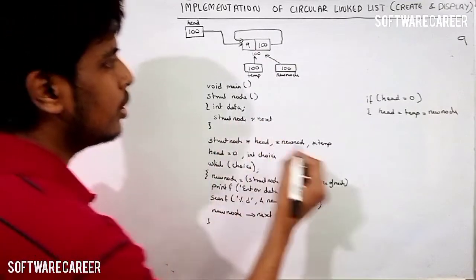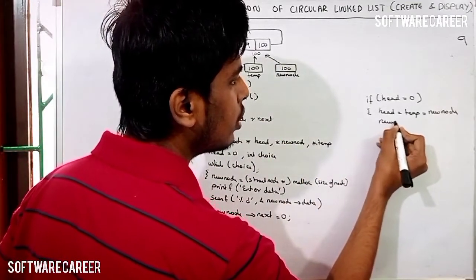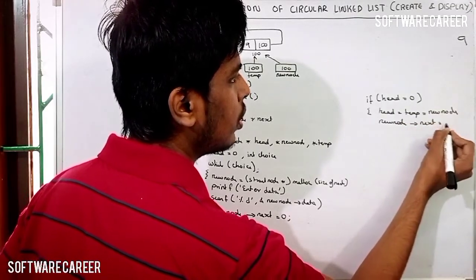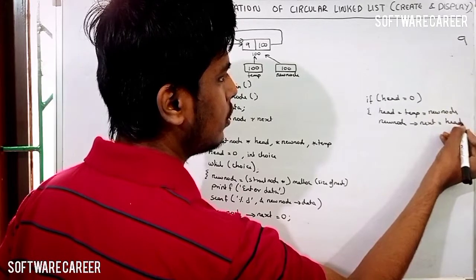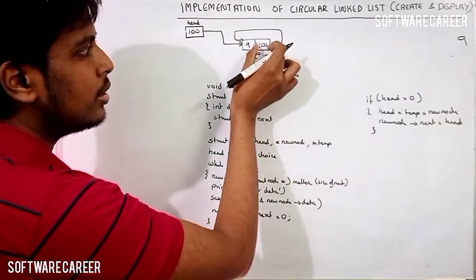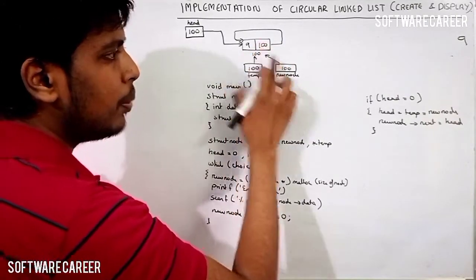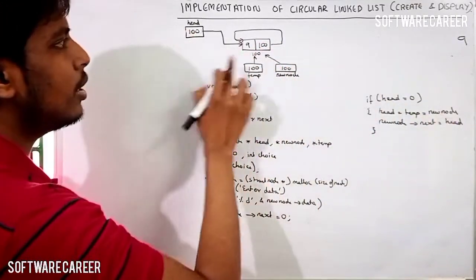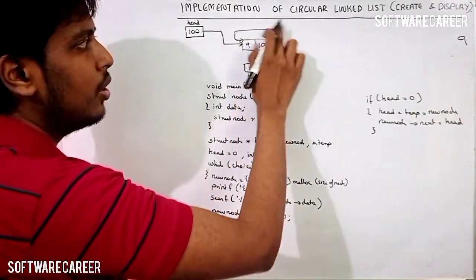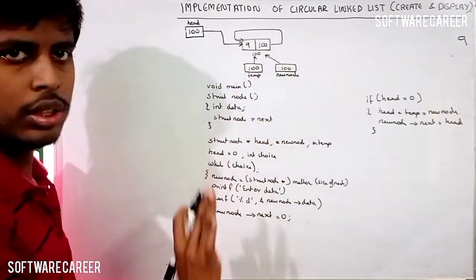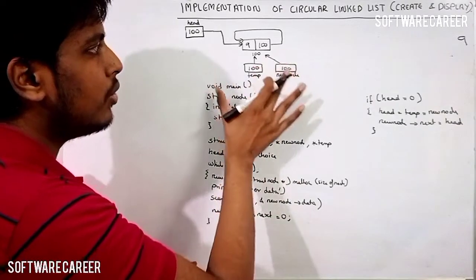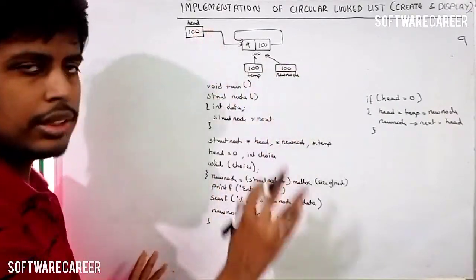How can you do it? See here, new node next equals to head. Now see, new node is 100. 100's next is this pointer part. In that pointer you are storing the address of head. Head is 100, so you store 100 over here. So it creates a backward link, like a forward link towards the first node. You have created a circular link. Now see, you have created a circular linked list when the linked list is empty.